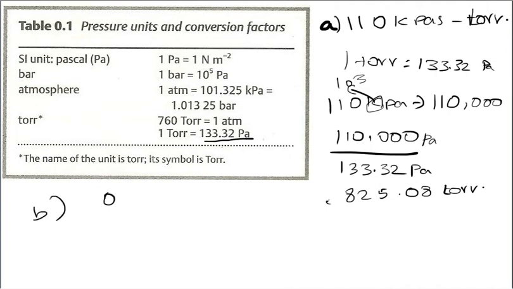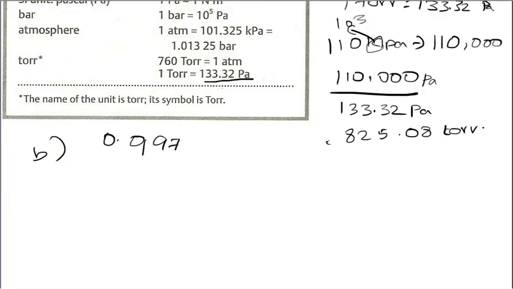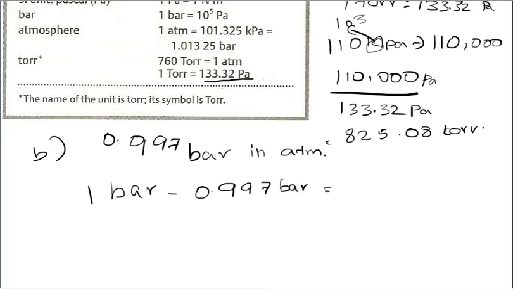B is 0.997 bar in atmosphere, ATM. So how are we going to do that? Let us consider 1 bar, minus 0.997 bar. We're going to get the leftover pressure in bar, that is 0.003 bar. So we are short by 0.003 bar to get a complete 1 bar.